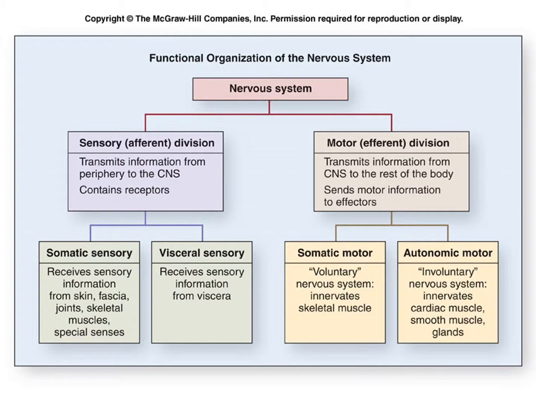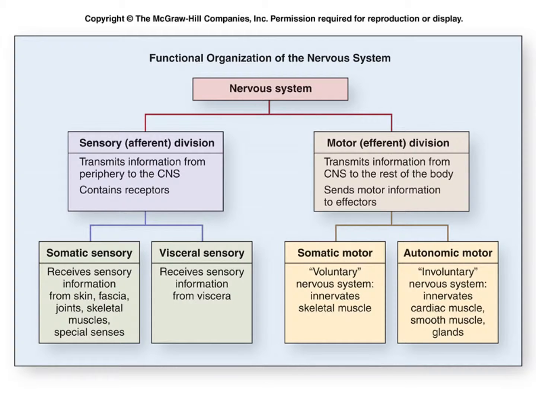The nervous system consists of two divisions, the sensory division and the motor division. The sensory division, also known as the afferent division, transmits information from the periphery to the central nervous system. It also contains receptors. It consists of two parts, the somatic sensory and the visceral sensory. The somatic sensory receives sensory information from skin, fascia, joints, skeletal muscles, and special senses, while the visceral sensory receives sensory information from the viscera.